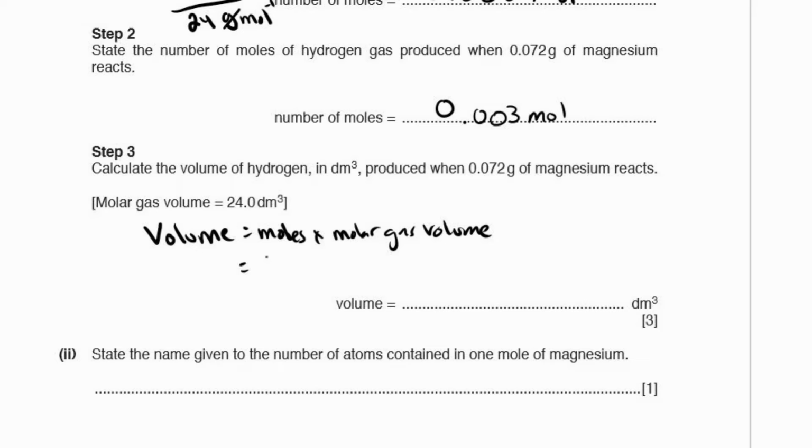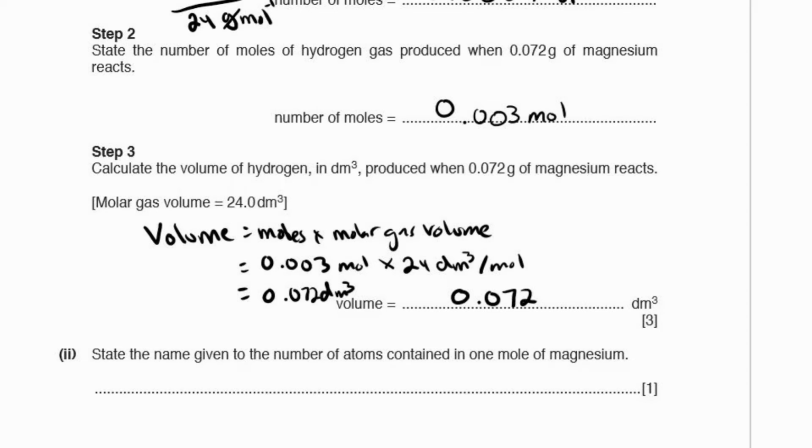Okay, so that equals 0.003 moles times 24 decimeters cubed per mole, which equals 0.072 decimeters cubed. So the answer is 0.072 decimeters cubed. All right, so state the name given to the number of atoms contained in 1 mole of magnesium. The number of atoms in 1 mole of magnesium is called Avogadro's number. Okay, good. And that's it.